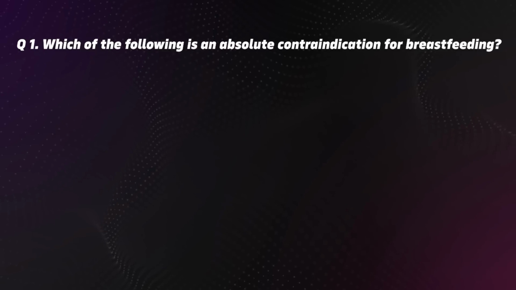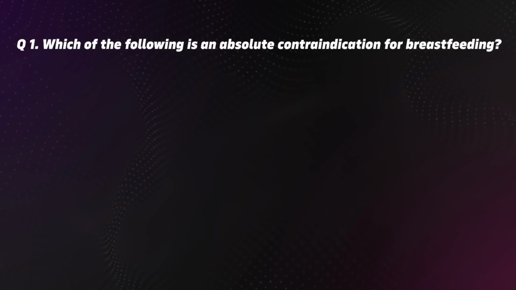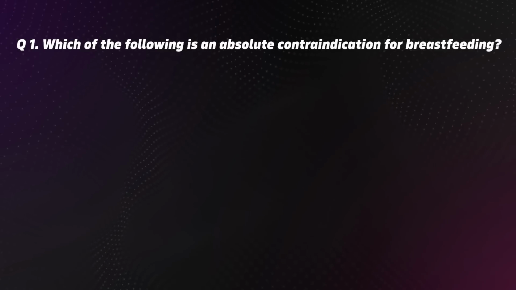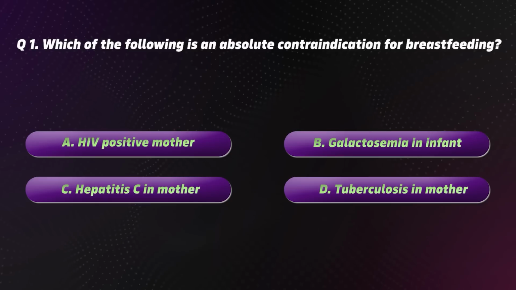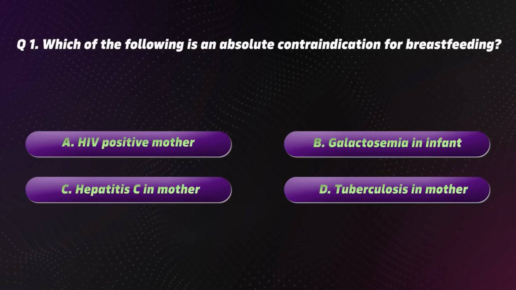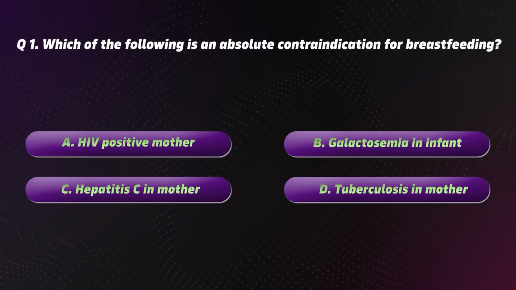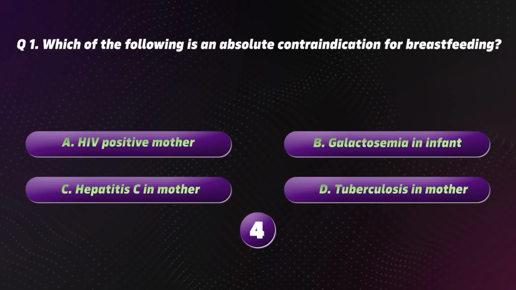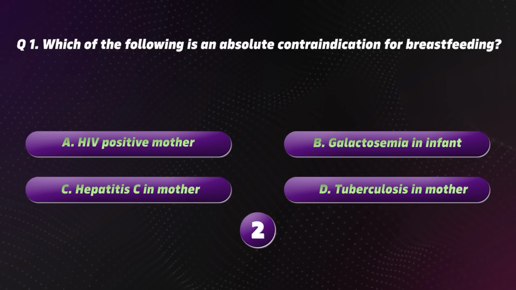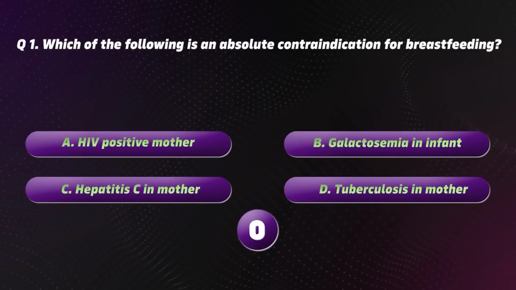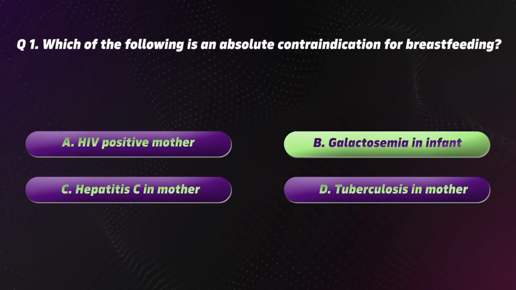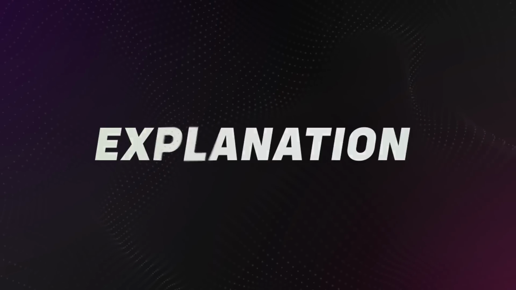Question 1. Which of the following is an absolute contraindication for breastfeeding? Here are the options. A. HIV positive mother. B. Galactosemia in infant. C. Hepatitis C in mother. D. Tuberculosis in mother. And the correct answer is option B. Galactosemia in infant. Here's the explanation.